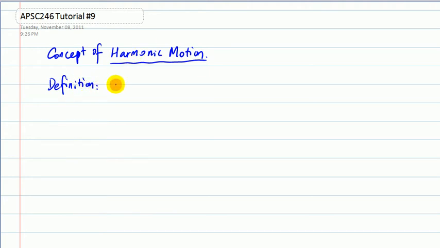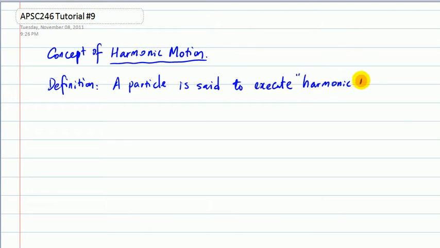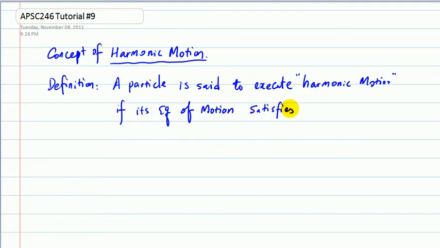So what is called harmonic motion? If we have a particle, the particle is said to execute harmonic motion if its equation of motion satisfies a differential equation of the form.